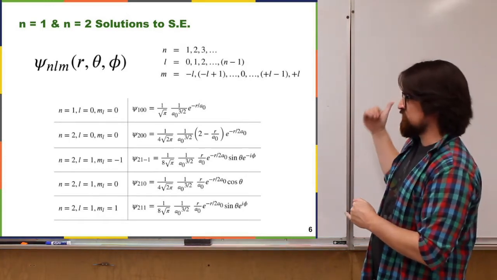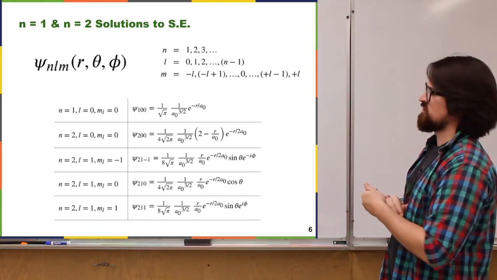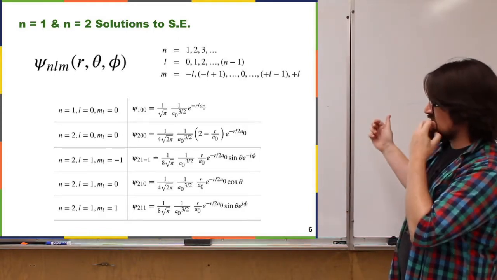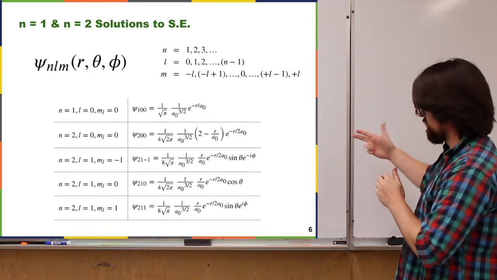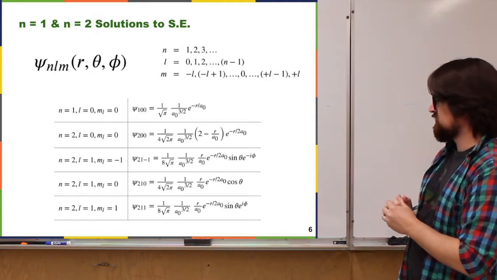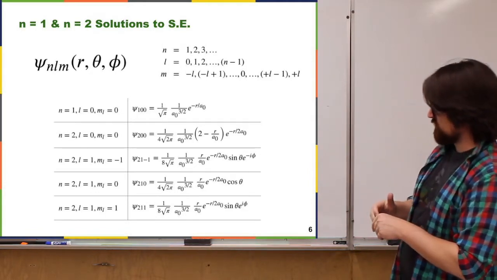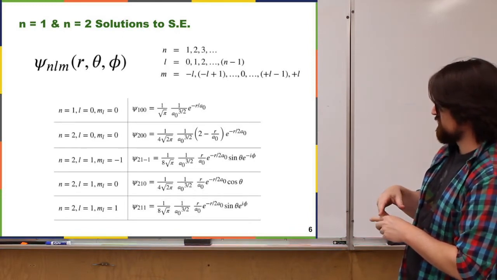So n is equal to 2, you could also have had L equal 1, right? Because L has to be at least 1 less than n. And in that case, with L is 1, m can be minus 1, 0, or plus 1. These are the possibilities. And again, you still have that exponential. Each one of them also has this really simple linear polynomial.